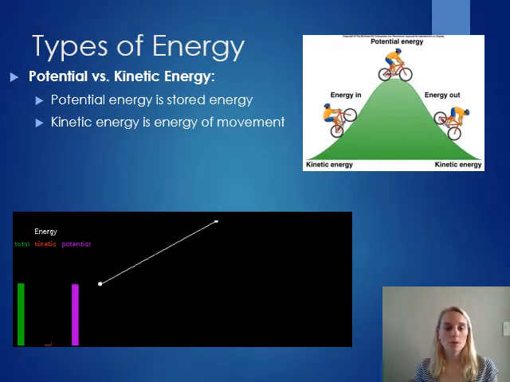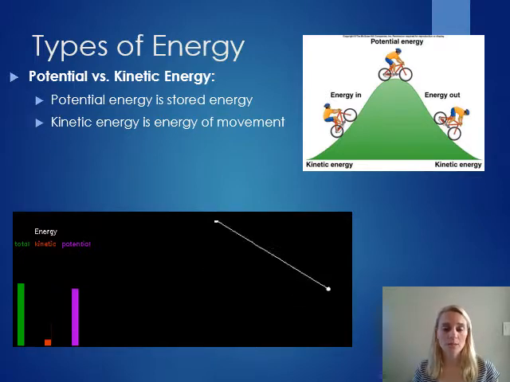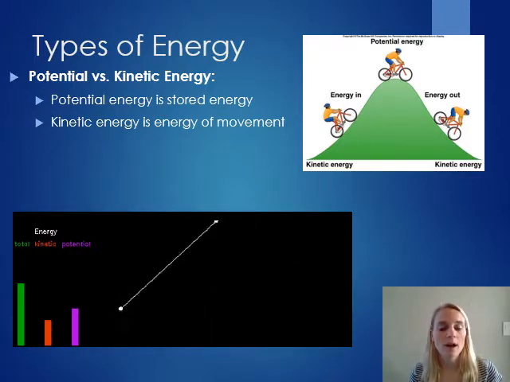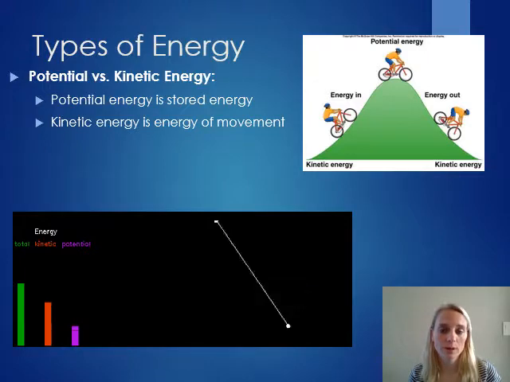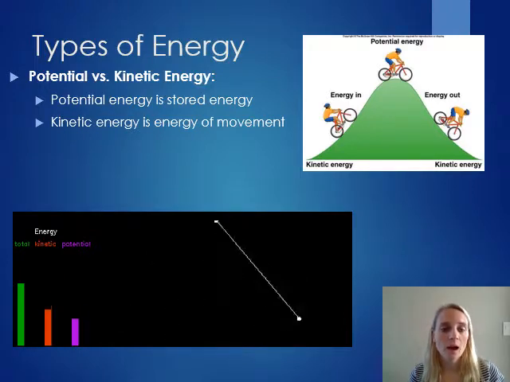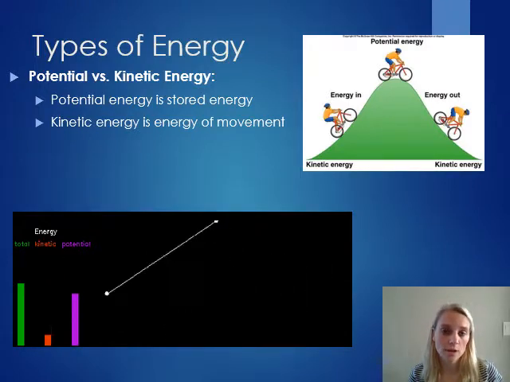All right, so we've just talked about energy, so now we get to take a look at the types of energy. I'm going to go to the pendulum here real quick because it's going to stop this animation before I have a chance to talk about it. So our two types of energy are potential and kinetic. Potential is the stored energy, and kinetic is the energy of movement.